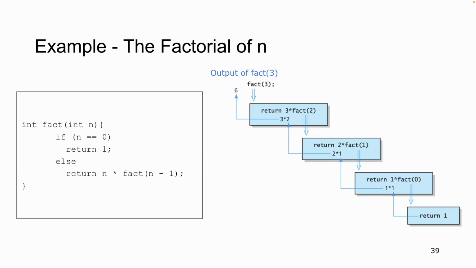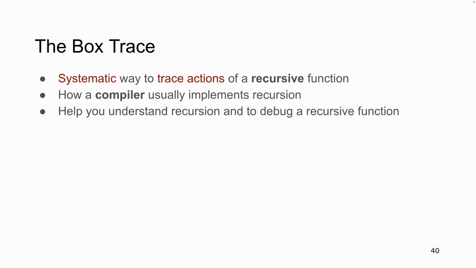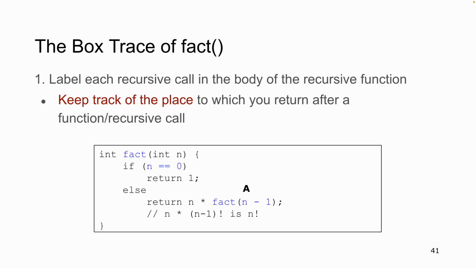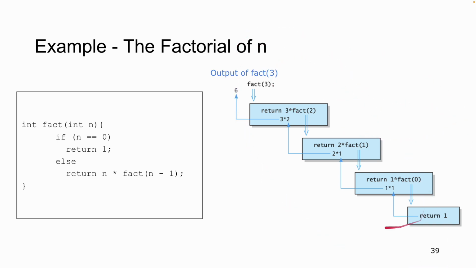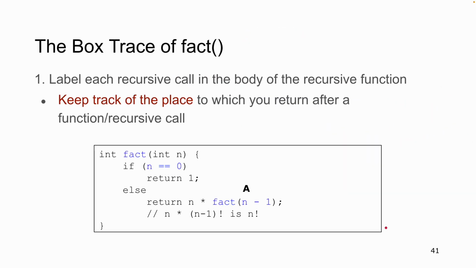And this is a simple recursion example here, but if your recursion is more complicated, then sometimes you need to have a good technique to help you trace the action of a recursive function. And actually, this technique is called box trace. And box trace is also how compilers usually implement recursion. And it can help you to debug recursive functions. So let me quickly introduce how to use the box trace strategy to understand the recursive function. It's actually pretty similar to the figure I showed here, just with more systematic notation.